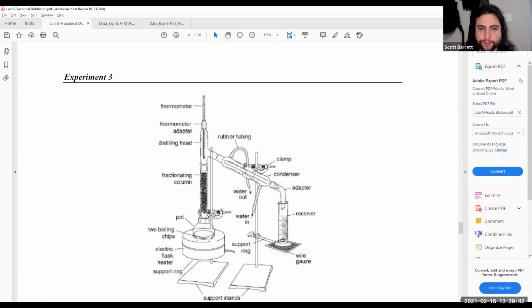And then this is just a clamp holding together everything, making sure that you have your support stands for everything to be on appropriately. And then this is your receiver. It could be a flask. In this situation, it's a graduated cylinder.